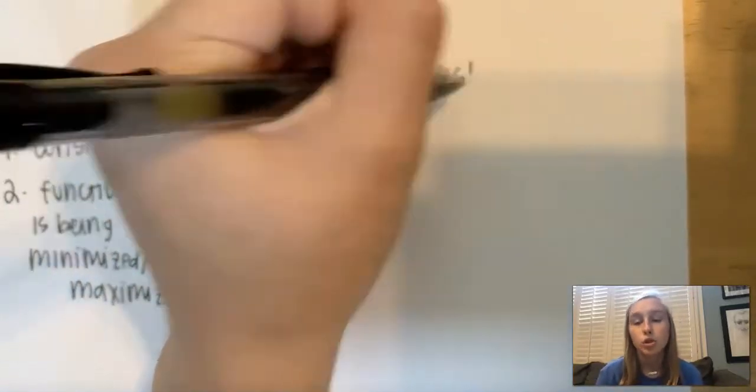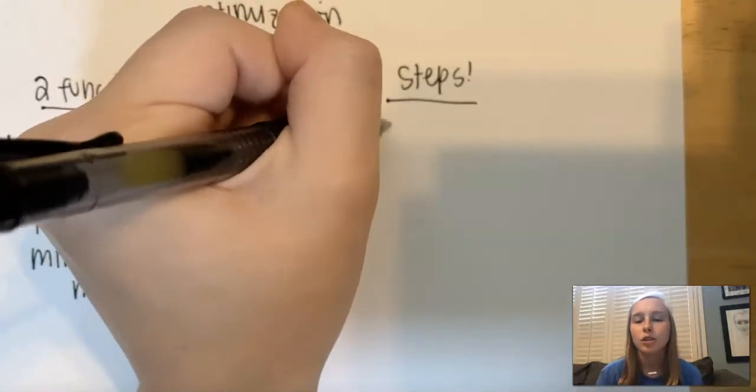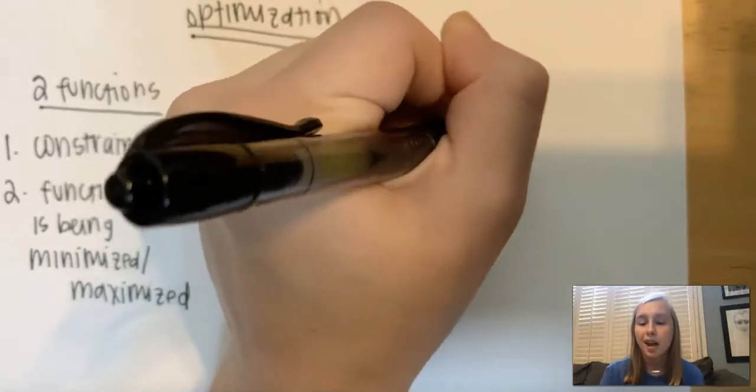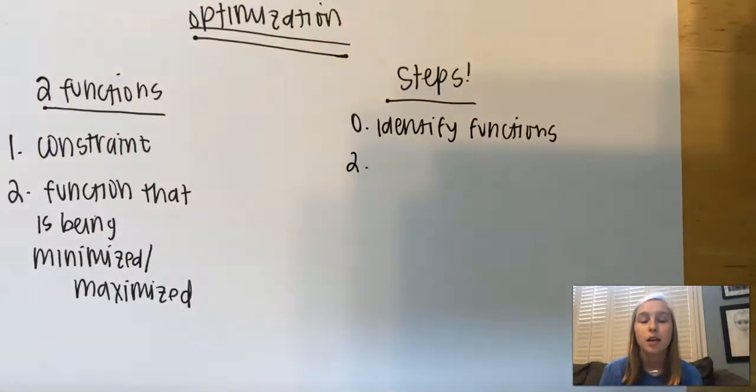Okay, steps to solving optimization questions. Really, I called it sub-zero because it's not implied, but you definitely have to identify the functions first, identify both the constraint and the function that's being minimized or maximized in the equation. So that's step one, or step zero.